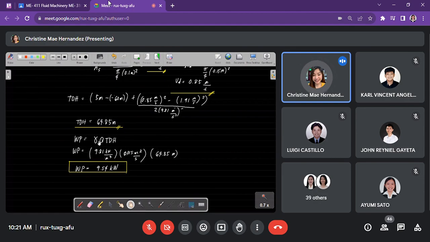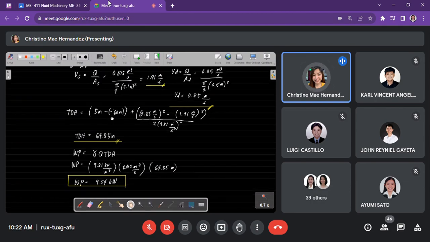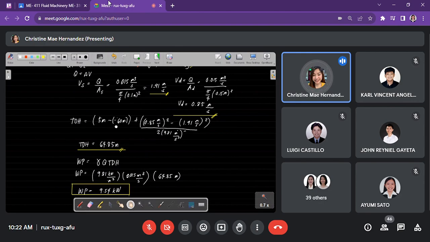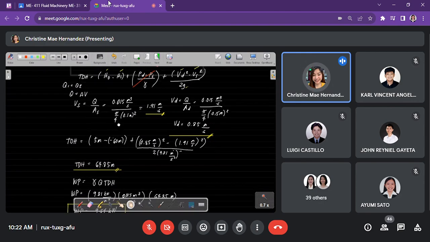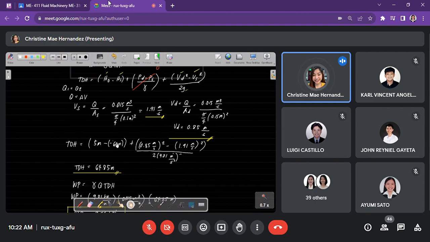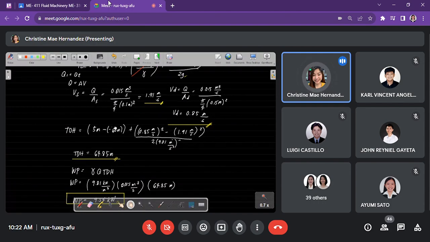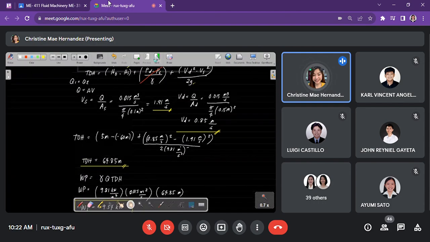Tapos yung γQ TDH, or specific weight times volumetric flow times total dynamic head, para makompute yung ating water power. Ito yung madalas na ginagamit na formula. Ganito lang yung set of questions for pumps, paulit-ulit lang na ganyan. Malilito lang kayo kung positive or negative. Yun yung common mistake ng iba na nag-i-interchange yung value. Nagiging negative 60, yung iba nagiging positive. Kaya nagkakamali yung iba. Okay, so next question tayo.